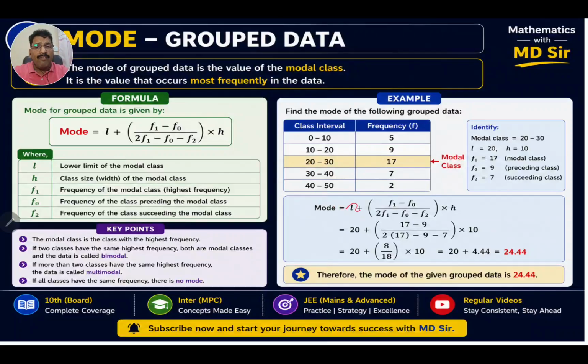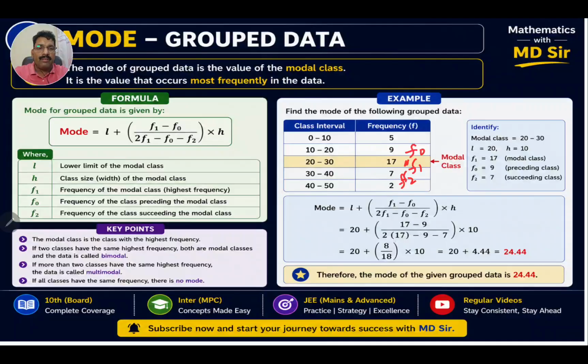Now we have to find the L value, the lower boundary of the modal class. 20 is the lower boundary of the modal class. Now the F1 value. F1 means the frequency of the modal class, which is 17. The one before F1 is F0, which is 9, and 7 is F2. Remember it like that: 0, 1, 2.